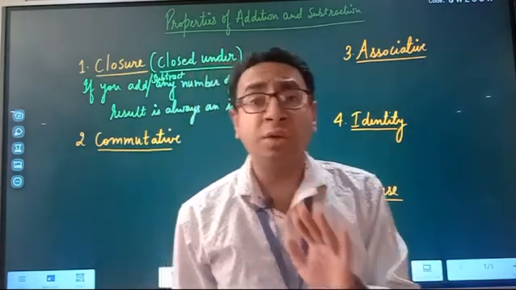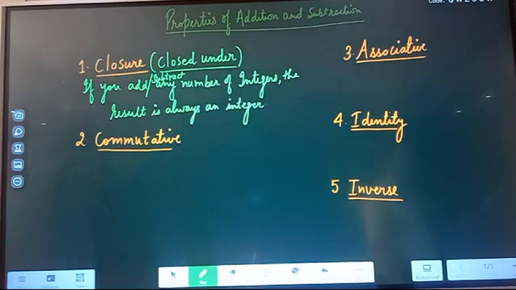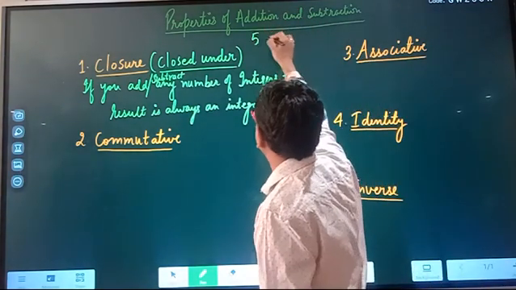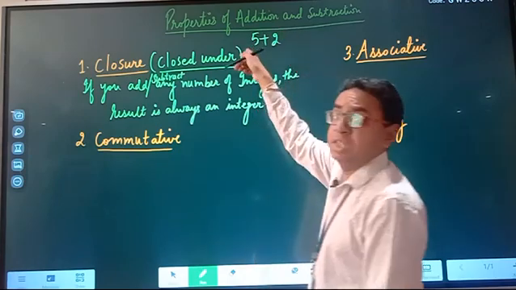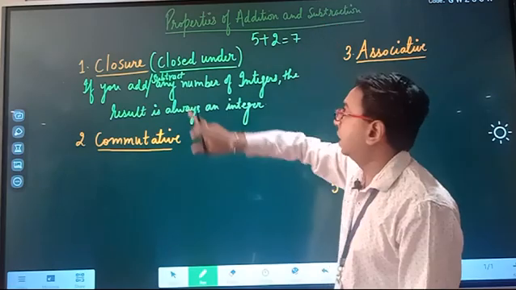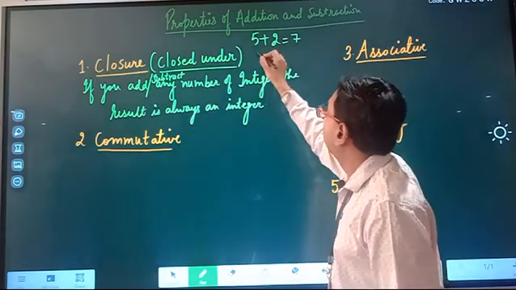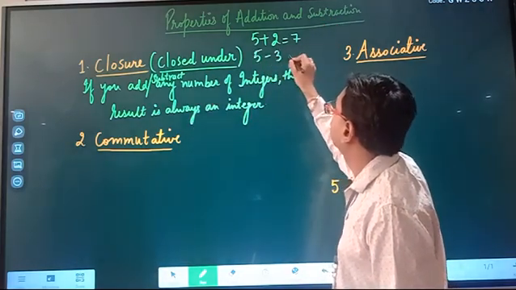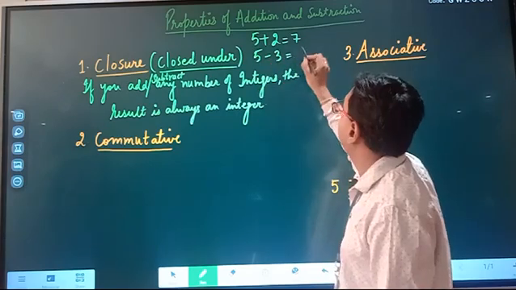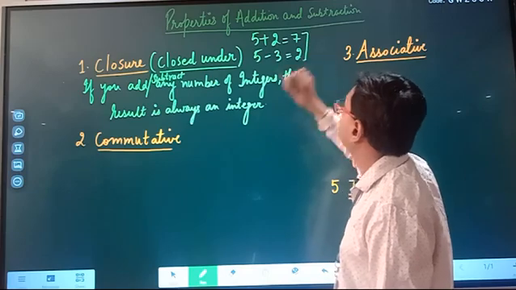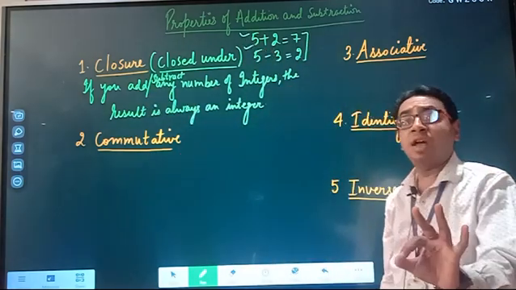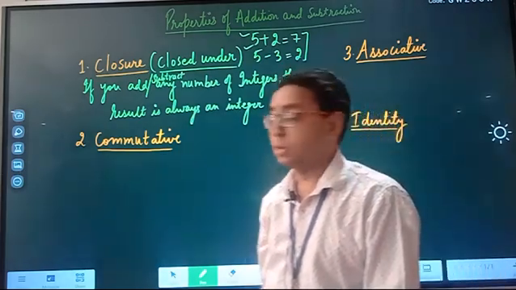I hope it's clear to you. I'll be taking a very important example here. For example, 5 plus 2. 5 is an integer, 2 is an integer, the result is 7. 7 is also an integer, hence verified. Next, 5 minus 3. Just see, 5 is an integer, 3 is an integer, so the answer is 2, which itself is an integer. Hence closure property is verified. Hence integers are closed under addition and subtraction.